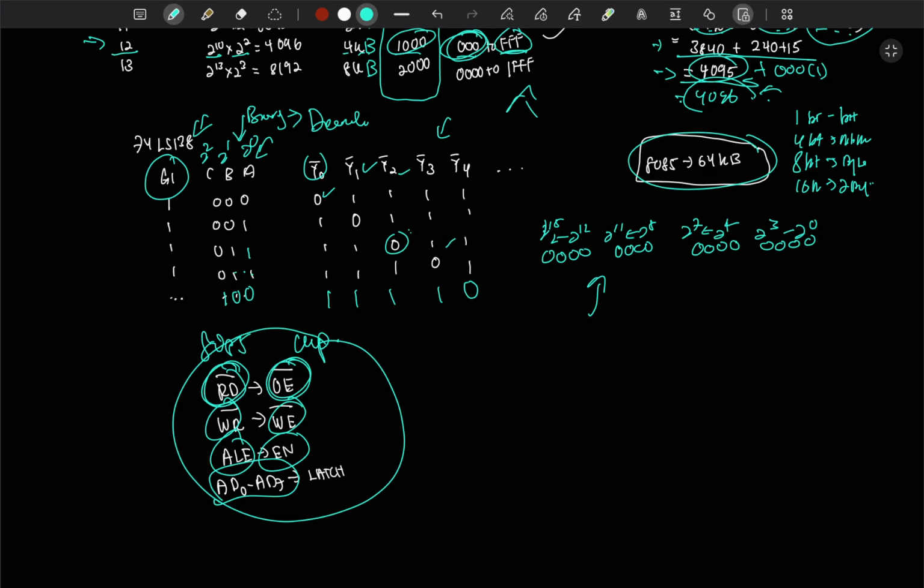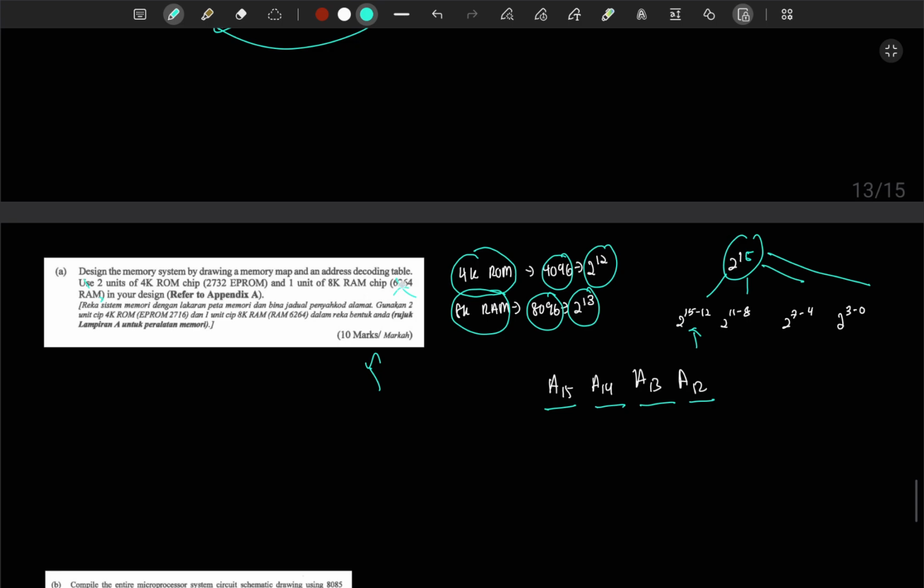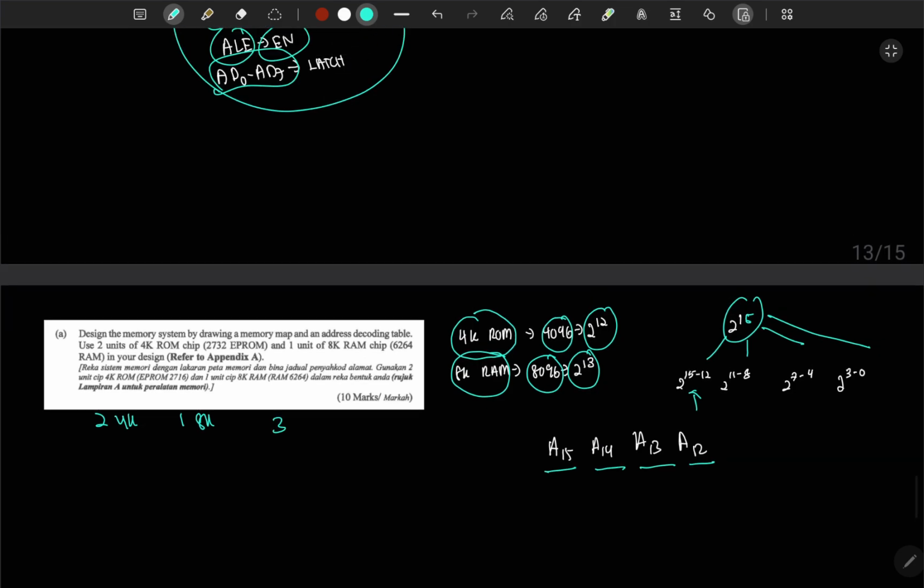Yeah, so we have 3 stuff here. We need to be using 2 4K ROM and also 1 8K RAM. So 2 4K and 1 8K. We name it as 2 4K, 1 8K. So we have a total of 3 chips to be using.